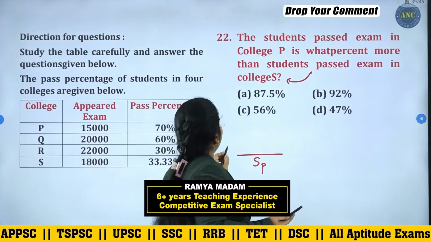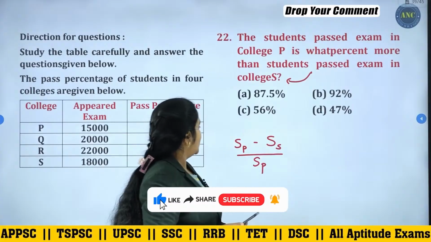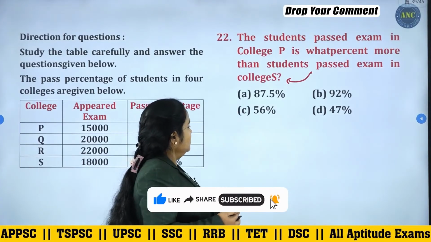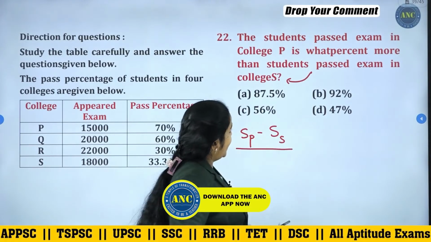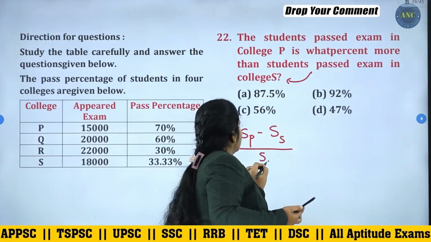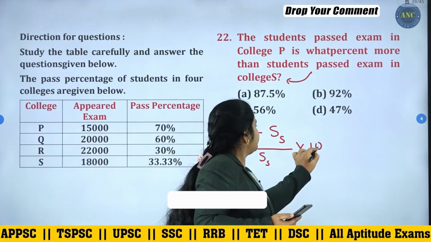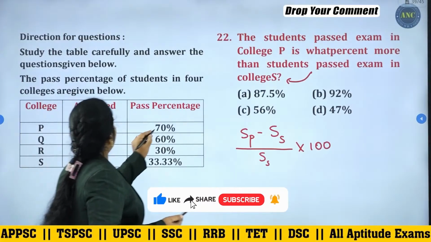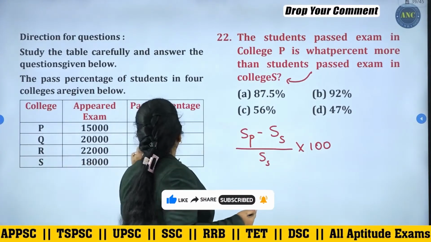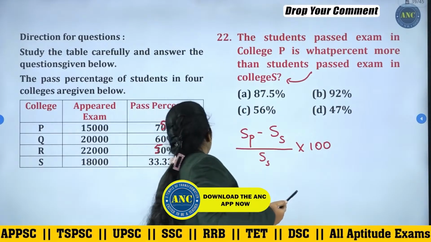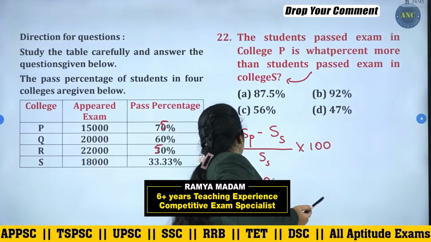So, now students passed in college P minus students passed in college S, divided by students passed in college S, into 100. That's it. Clear? Now, students passed in college P. Pass percentage is 75%. Now, 75% of 15,000. How much we got? You can do 3 by 4 into 15,000.